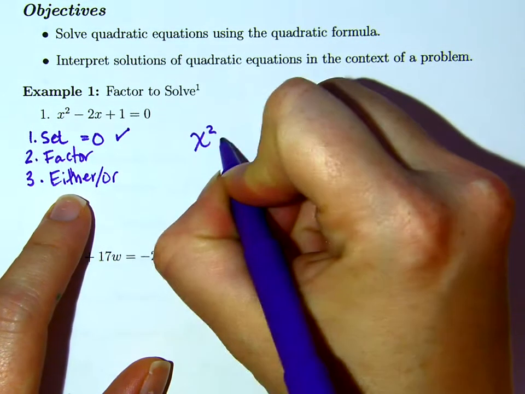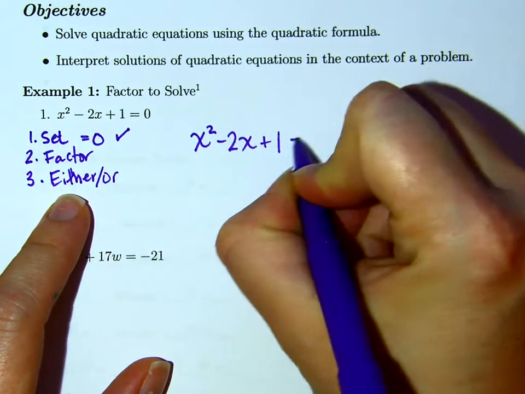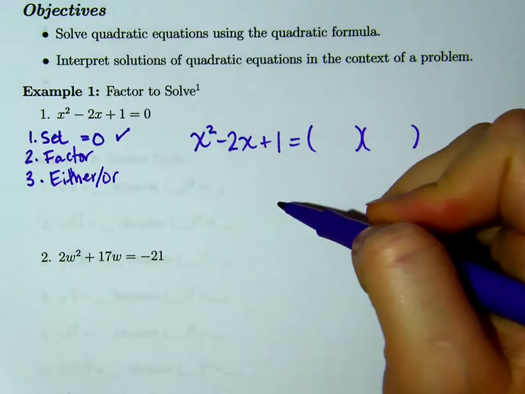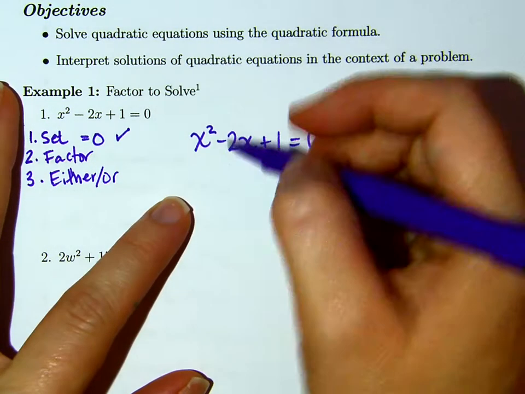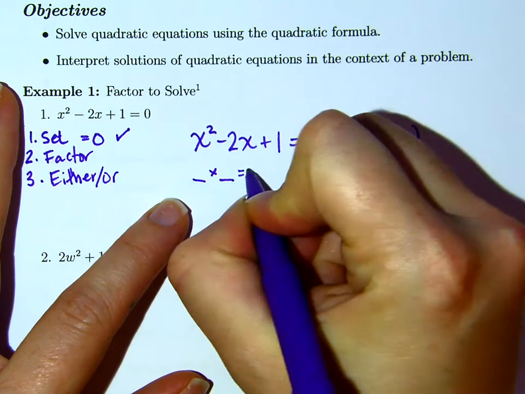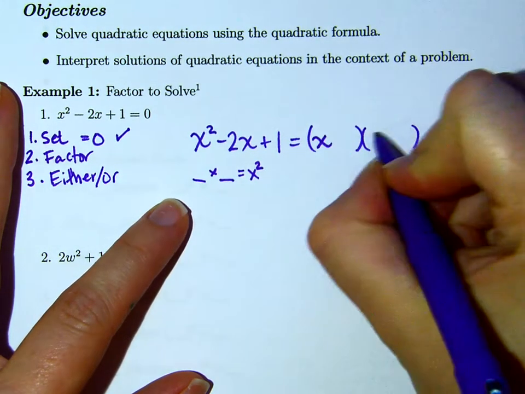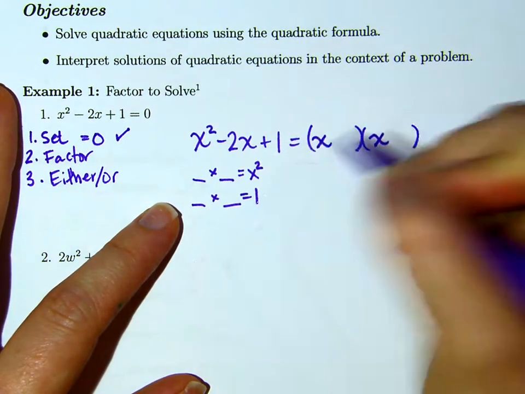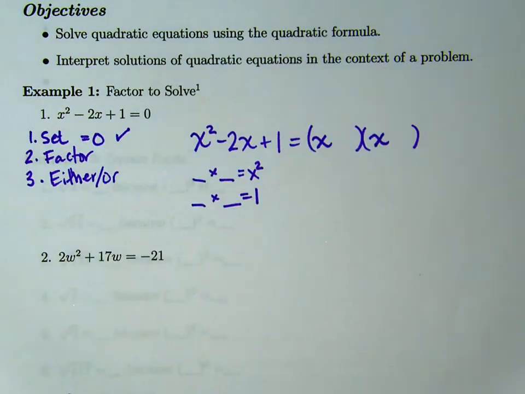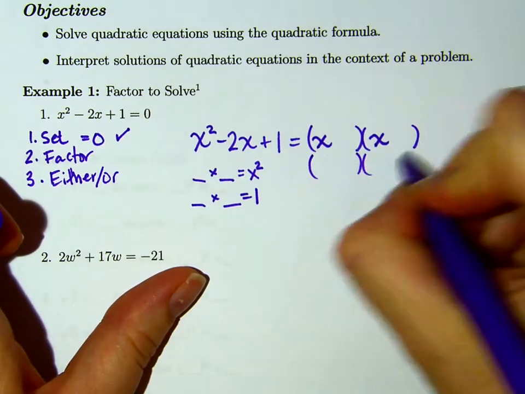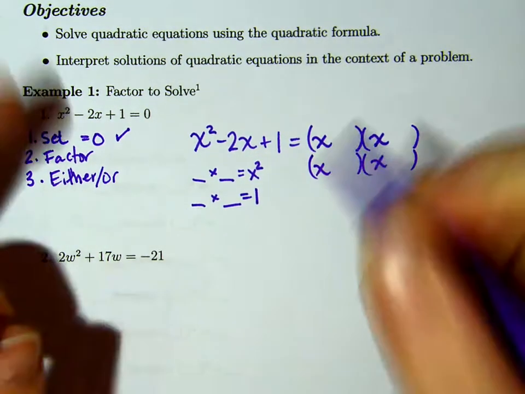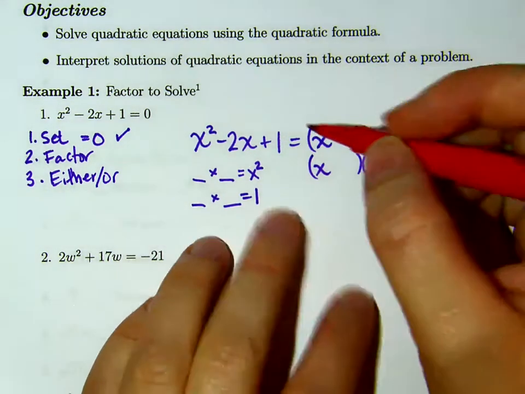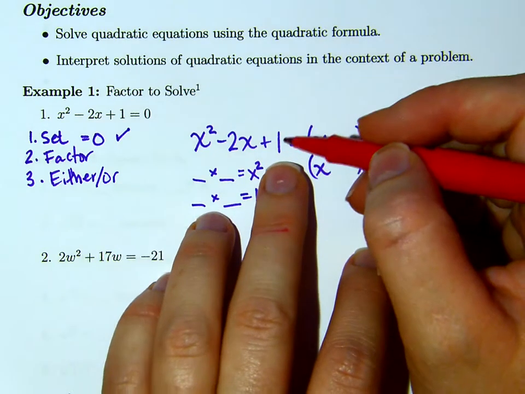So x squared minus 2x plus 1 is equal to this first linear factor times another linear factor. Okay, so what by what equals x squared? x by x. And what by what equals 1? A couple different guesses here. I think there's just 2 guesses I can think of. First, 1 times 1 makes 1.